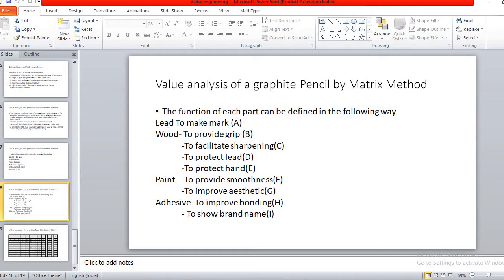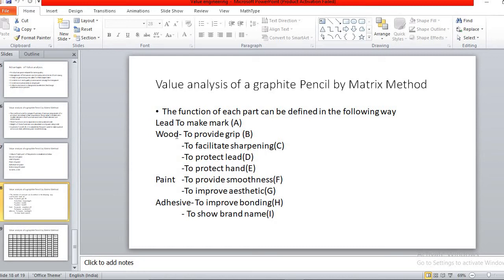So now here we consider the four major elements: lead, wood, paint and adhesive. For each element there is some function. For lead, the function is to make a mark, and it is denoted by the letter A.